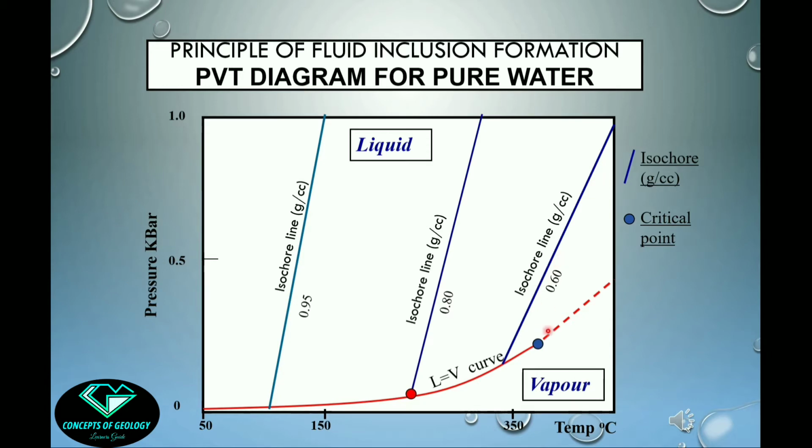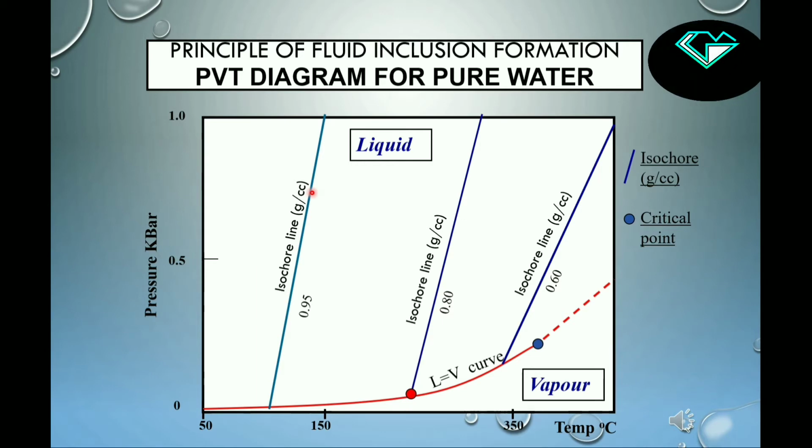Now see, this red line is dividing the entire diagram into two segments. The upper segment is the liquid field, where the fluid inside the inclusion is remaining totally in liquid phase. And in this segment we are having a totally vapor phase inside the inclusion.